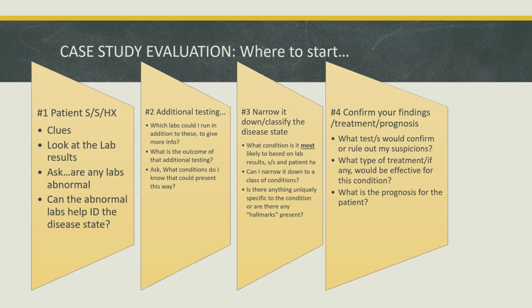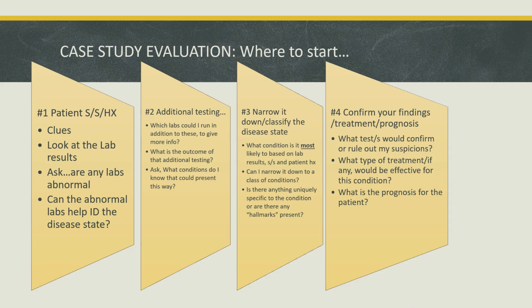Okay, so let's talk a little bit about case study evaluation and where to start. There are a couple of things that might be helpful when going through the thought process of case study evaluation. First and foremost, you're really going to want to read that patient's history, their signs and symptoms, because that is ultimately going to give you some clues about what you may be looking at. Next, we're going to look at the lab results. And the first thing we're going to ask ourselves is: are any of the labs abnormal? And if so, which of those labs are abnormal?